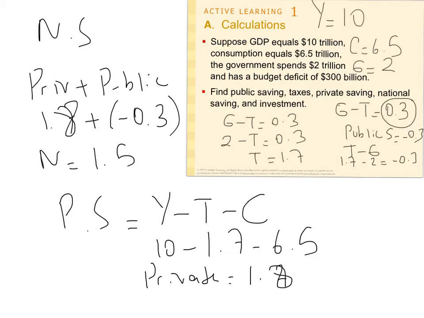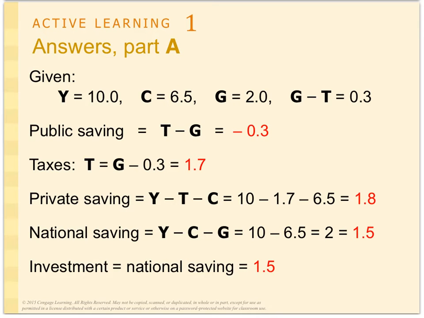So what is investment? I know that in a closed economy, national saving is equal to investment. One way to tell, the investment is going to be 1.5. Or you can do it from the Y minus C minus G definition. You know 10 trillion, you know 6.5, you know 2. And if you do this calculation, you will find again the investment 1.5. So as you see here, if you know the identities, it's just plugging in the numbers and finding the answers. It's like a puzzle. Okay?